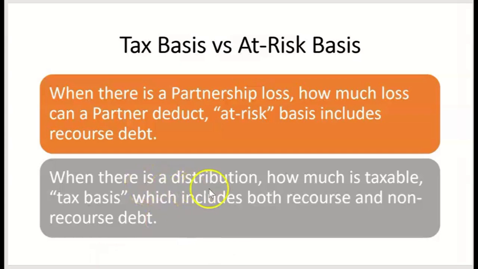But when there's a distribution to a partner, and the question on the exam asks how much of that distribution is taxable, then we want to know the tax basis of the partner. And the partner's tax basis includes both recourse and non-recourse debt. So now we know the difference. Tax basis includes both recourse and non-recourse debt. At-risk basis includes recourse debt, but doesn't include non-recourse debt.